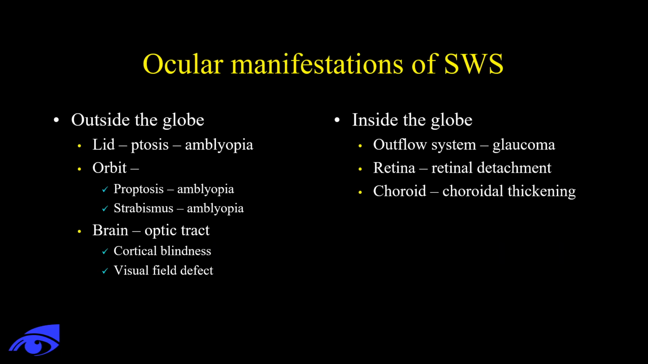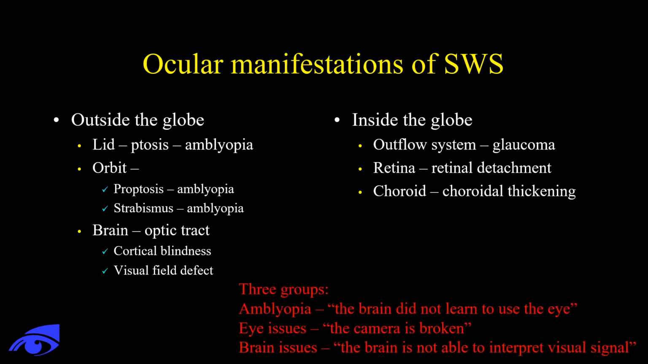When we talk about the ocular manifestations of Sturge-Weber syndrome, we can break these up into two large groups: diseases that affect the outside of the globe, namely the eyelid, the eye socket or the orbit, and the brain, and those that affect the inside of the eyeball. It is easy to think about the diseases in three major groups.